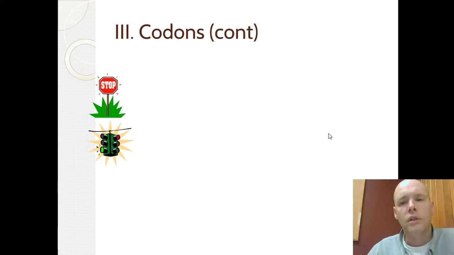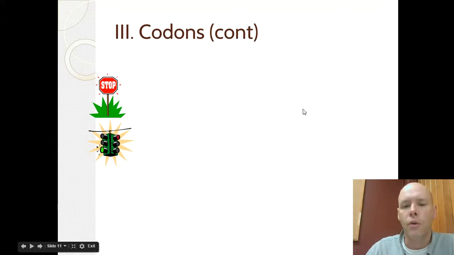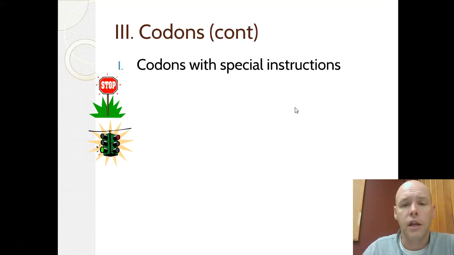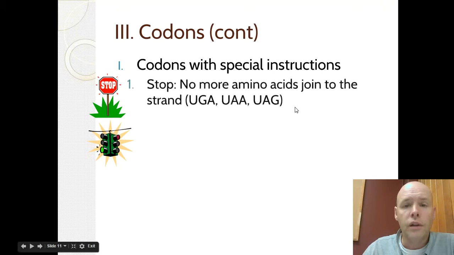Okay, in the first example, I said a stop codon. Well, some codons have special instructions. They don't make an amino acid per se. They give specific instructions for the creation of this amino acid chain. The first one is what's called a stop codon. A stop codon means that there are no more amino acids that join this strand. And those are UGA, UAA, and UAG.